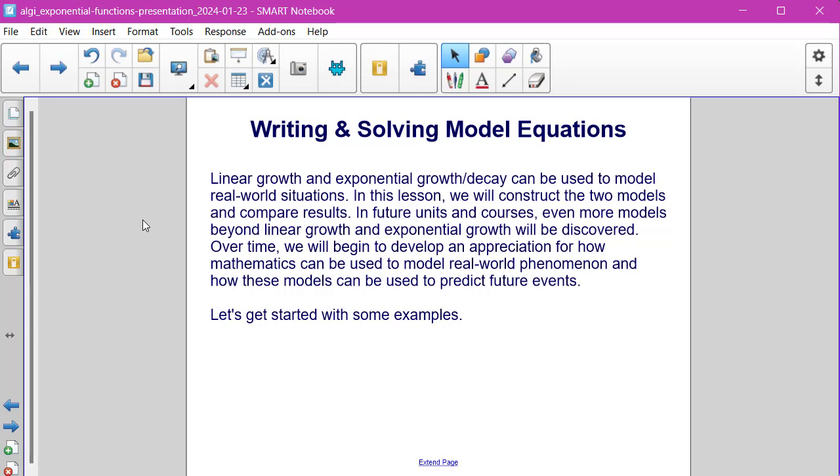Over time, we will begin to develop an appreciation for how mathematics can be used to model real-world phenomena and how these models can be used to predict future events. Let's get started with some examples.